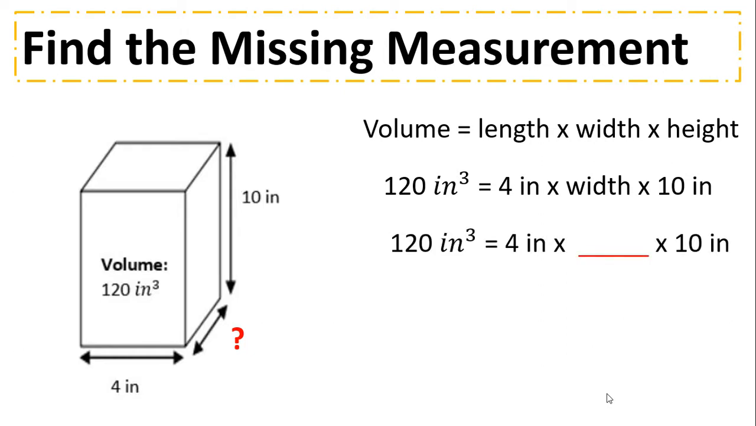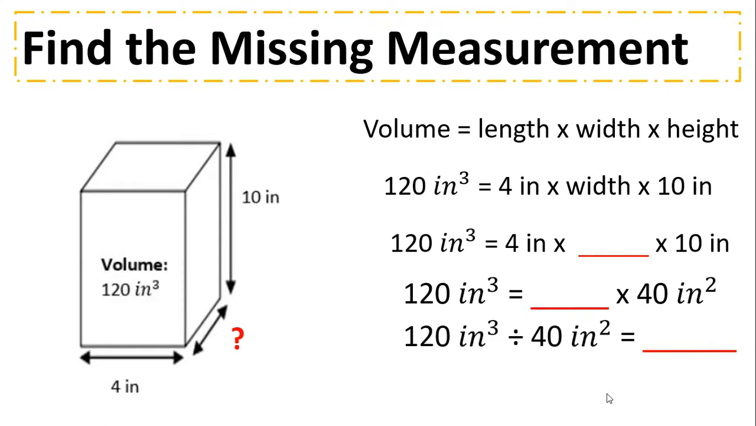Now multiply what you know. 4 inches times 10 inches is 40 inches squared. So you can ask yourself, what do I multiply by 40 inches squared to get to 120 cubic inches? Or we can divide. 120 cubic inches divided by 40 inches squared equals what? Well, 120 divided by 40 is 3. So our width is 3 inches.